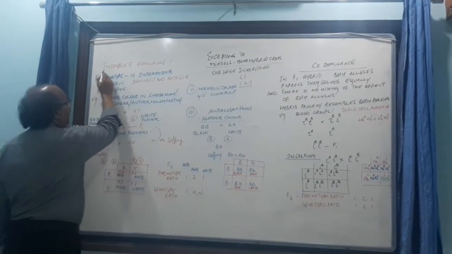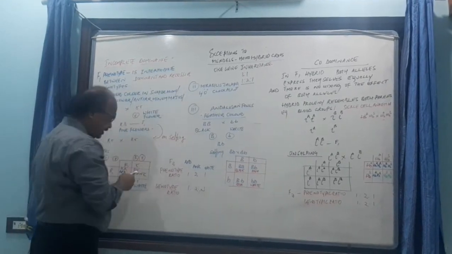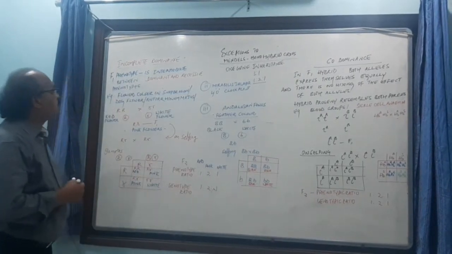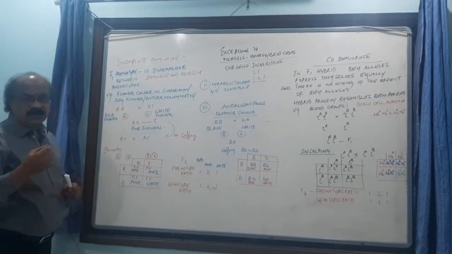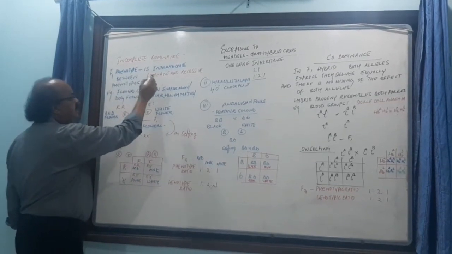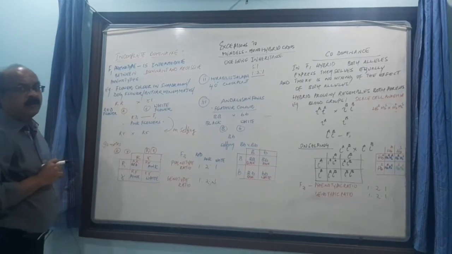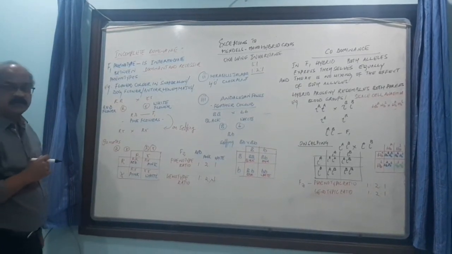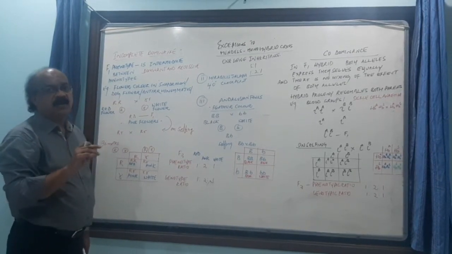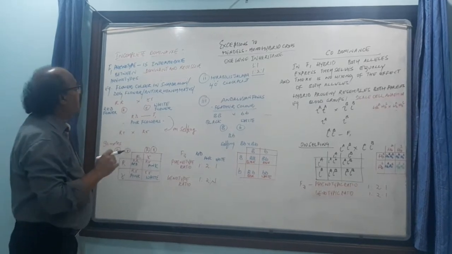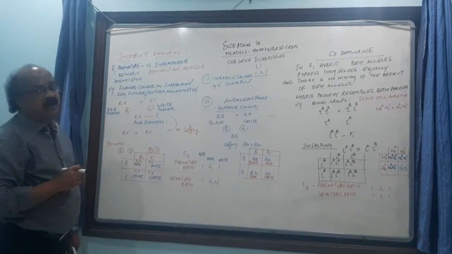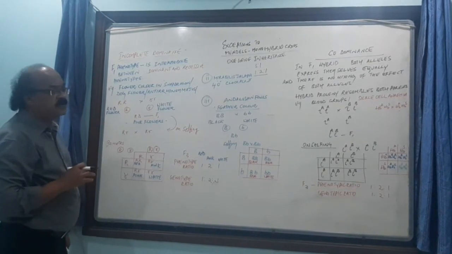One is incomplete dominance. What is this incomplete dominance? The F1 phenotype is intermediate between dominant and recessive. It's not totally dominant, it's not totally recessive, it is in between the dominant character and the recessive character. So the F1 hybrid, F1 phenotype is intermediate between the dominant and recessive phenotypes.